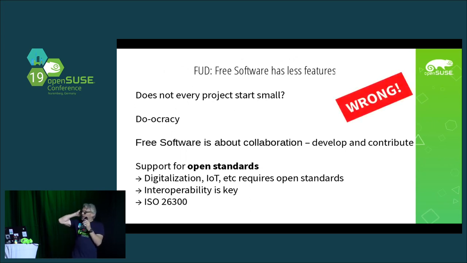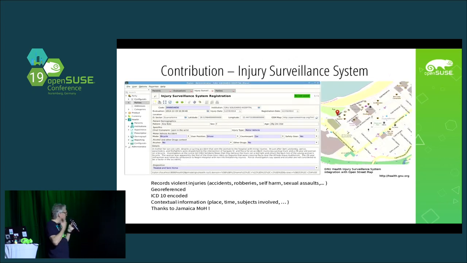Let me give you a nice example about less features. No, wrong, because we are always able to improve. A nice example of this kind of collaboration is the so-called injury surveillance system.